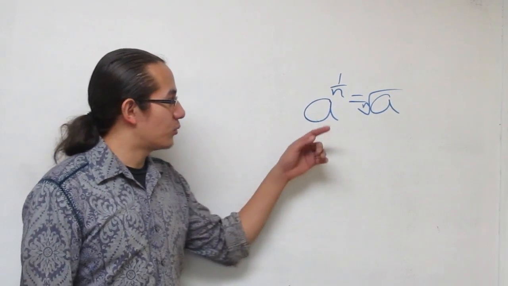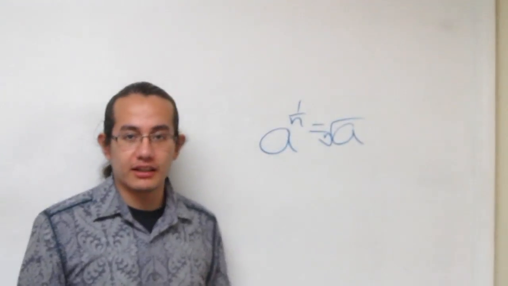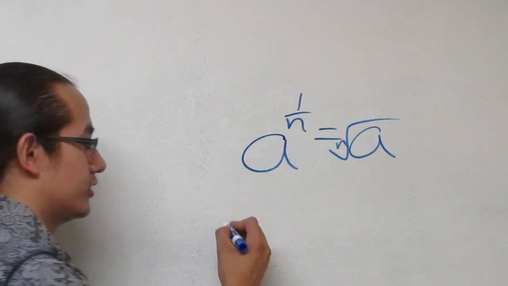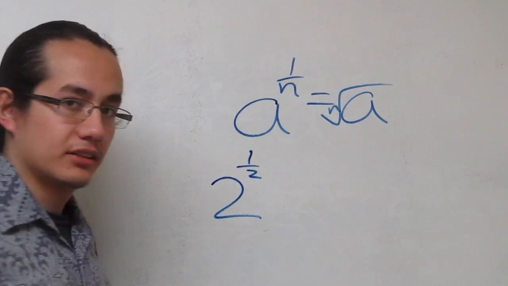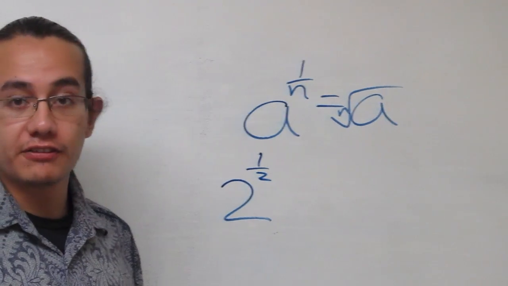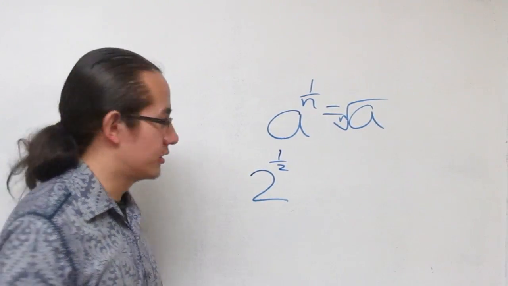So now we're going to talk about why raising something to the 1 over something gives us the nth root of that. Let's say you have 2, and you raise it to the 1/2 power. Now what does that mean? If you know math, you understand that that means the square root of 2. But why does it mean the square root of 2?